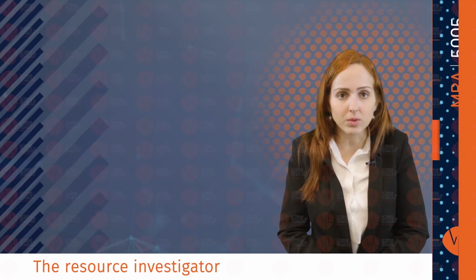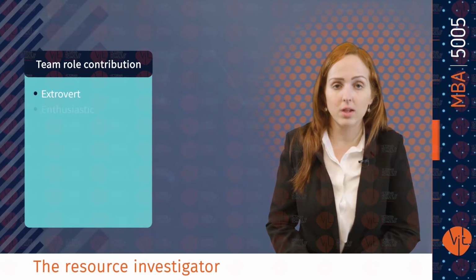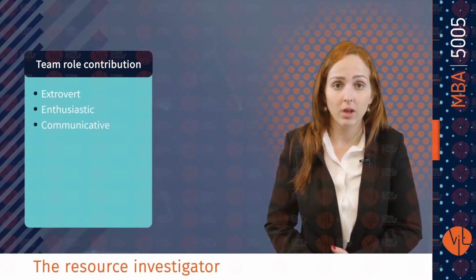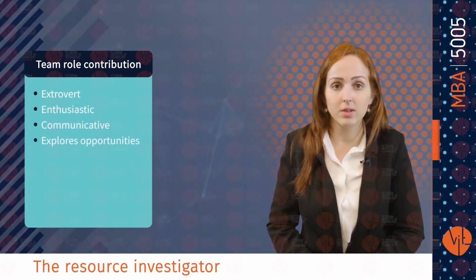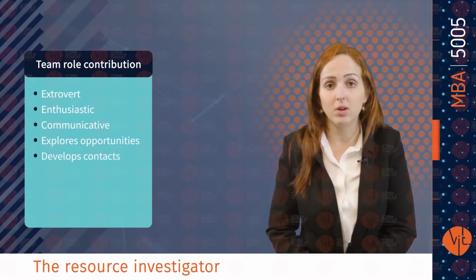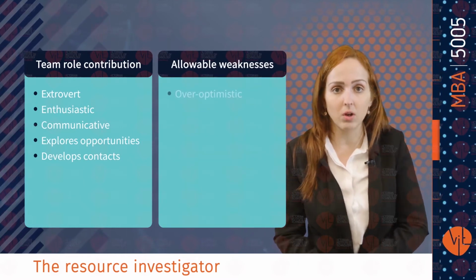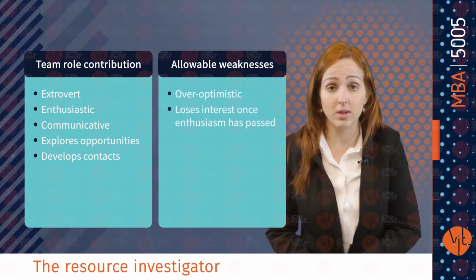Then we have the resource investigator, which is team role contribution and looks at things like extrovert, enthusiastic, communicative, explores opportunities, and develops contacts. So this is one essence of Belbin's nine roles. The allowable weaknesses: you're either over-optimistic or you lose interest once enthusiasm has passed.